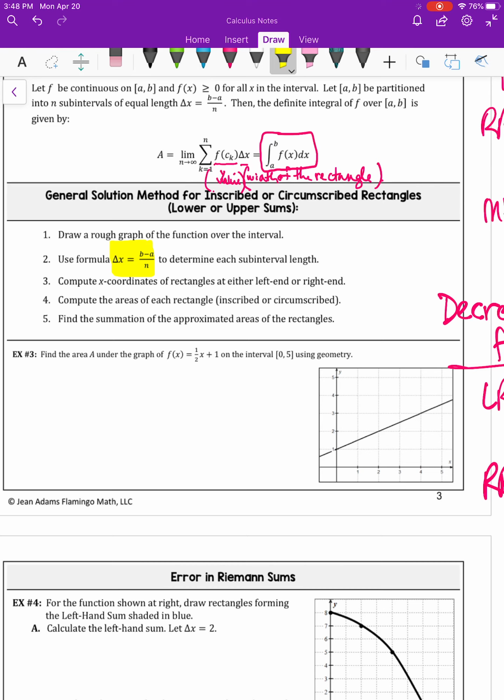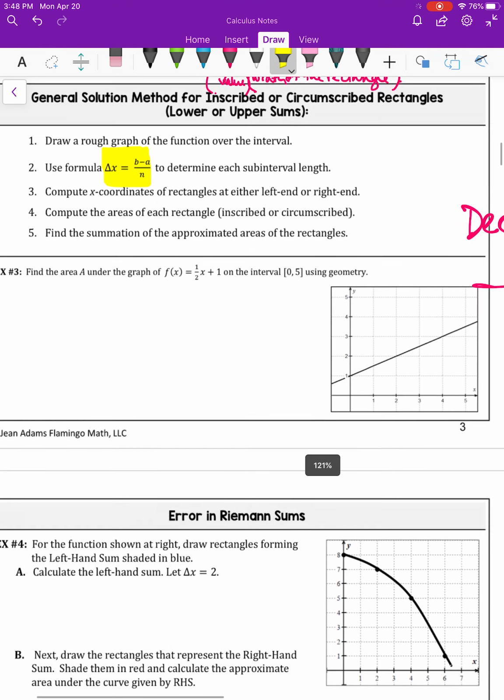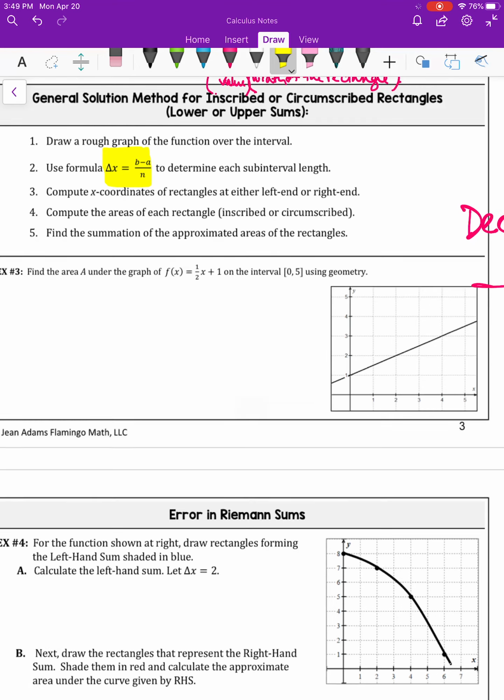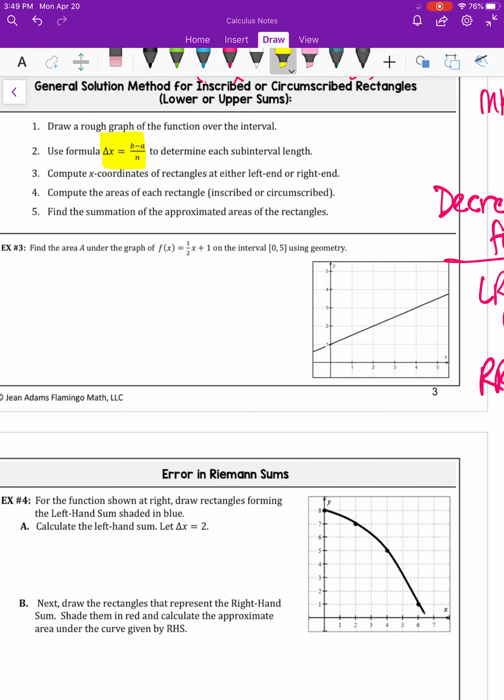And so our general solution method for inscribed or circumscribed rectangles with upper or lower sums: number 1, draw a rough graph of the function over the interval. Use the formula delta x equals (b minus a) over n, that's very important, to determine each subinterval length. Compute the x-coordinates of the rectangles at either the left end or right end, then compute the areas of each rectangle, inscribed or circumscribed, and then find the summation of the approximated areas of the rectangles.